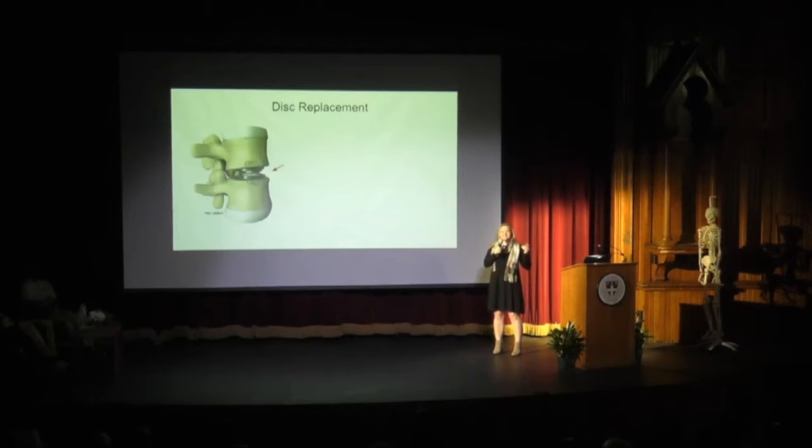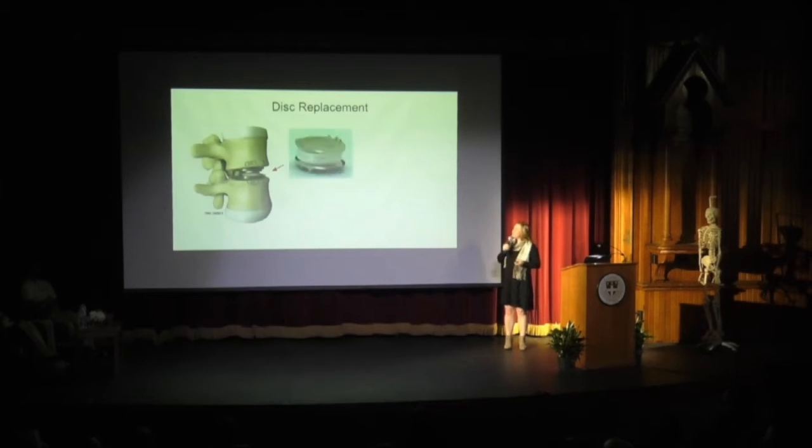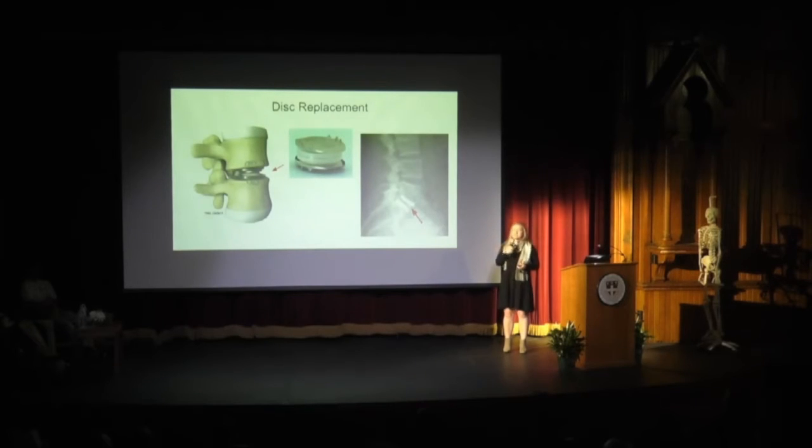So next up, the second option is disc replacement. You can see in this drawing that the original disc has been removed and replaced with a prosthetic disc. The prosthetic disc currently used consists of 2 metal end plates with basically a piece of rubber in between them to allow for some movement. So here you can see it on x-ray as well. You can see the 2 metal end plates attached to the vertebrae above and below the affected area.